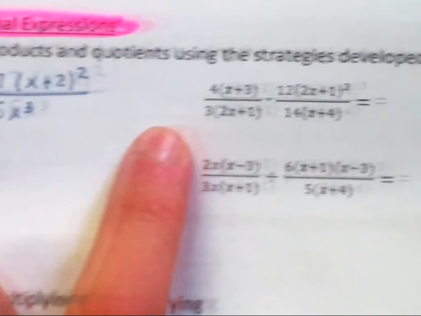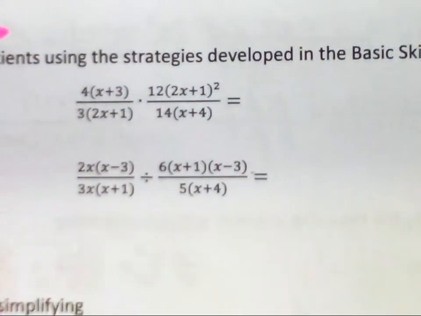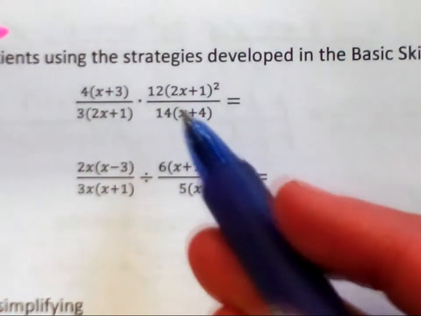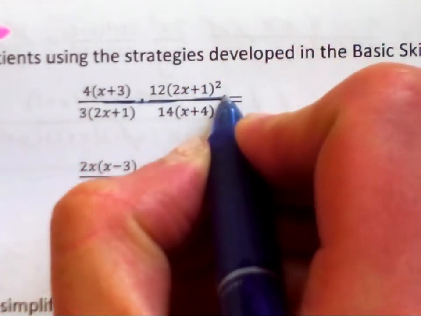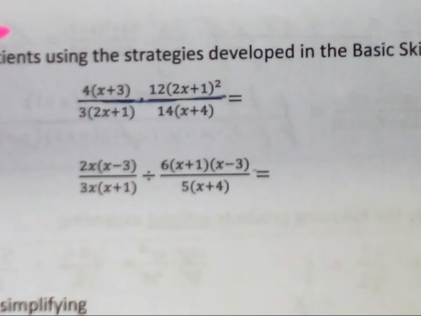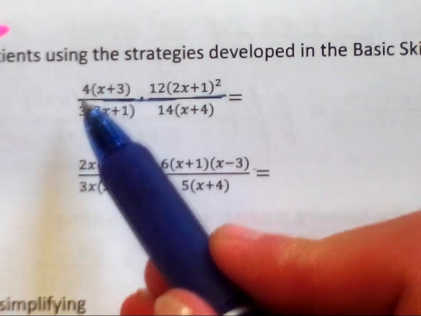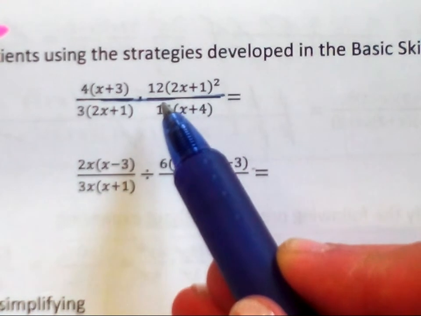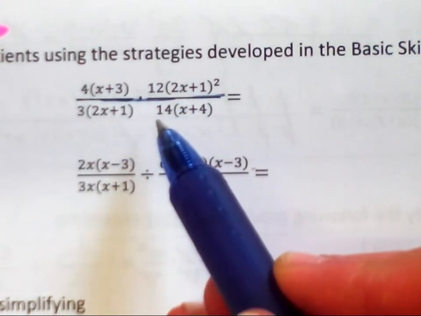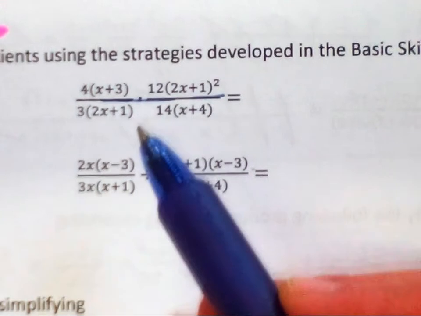Let's go across. So since it's multiplication, we do not need to rewrite it. So we can think of it as being rewritten like this. And I could do this 2 ways. I could either multiply the 4 times the 12 and the 3 times the 14, or I can start breaking down the factors before.